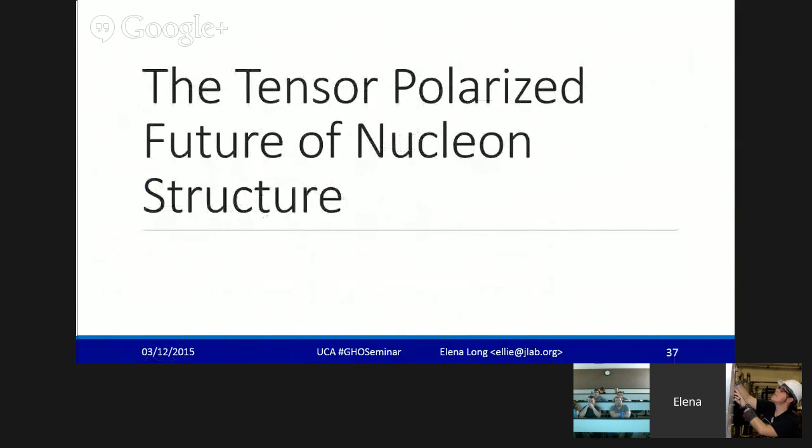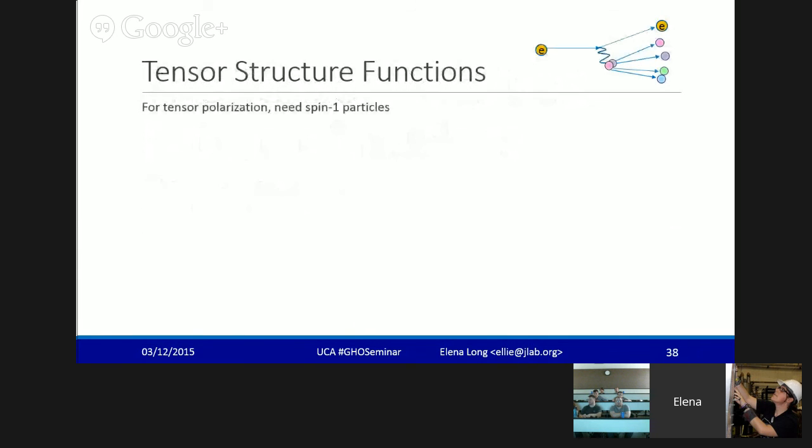Which brings us to my big area of research right now: tensor-polarized nucleons, tensor-polarized deuterons, and electron scattering from them, and what we can do with them, or what I see as the future of this topic. The tensor polarization is different from the normal polarization I was talking about before, because for these we need spin-1 particles. So let's dig into that a little bit.